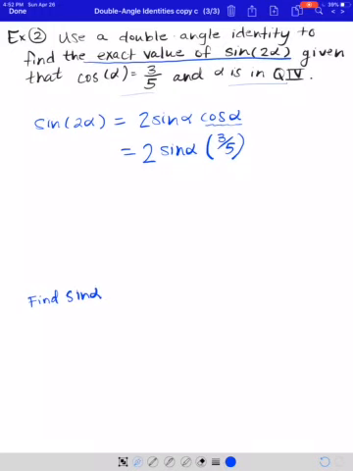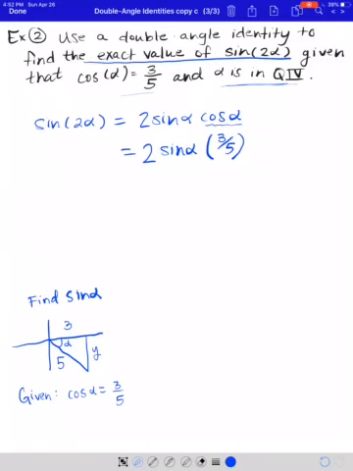So let's do that down here. Find sine alpha. And remember, alpha is in the 4th quadrant. So I'm going to go ahead and draw that in the 4th quadrant. So here's my angle alpha. And what we're given in the problem is that cosine of alpha is equal to 3/5. So that means that my hypotenuse is 5 and my adjacent side is 3. And in order to find sine alpha, we need to find this opposite side.